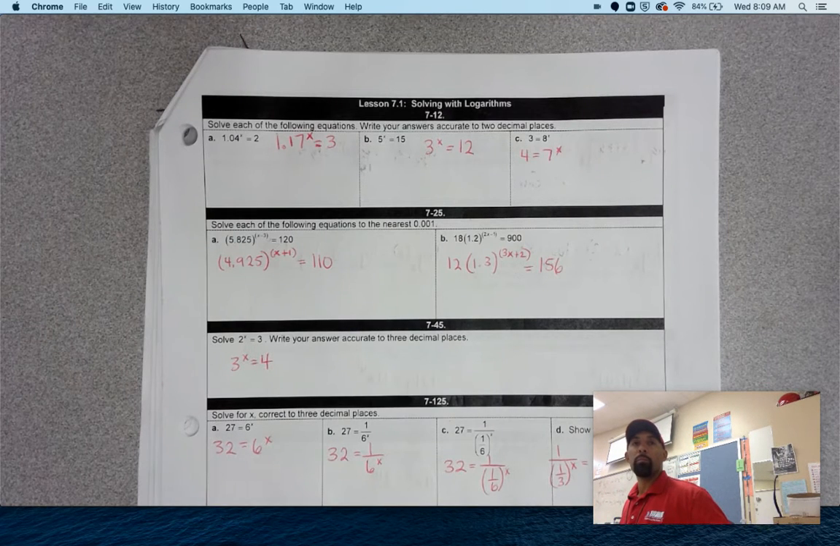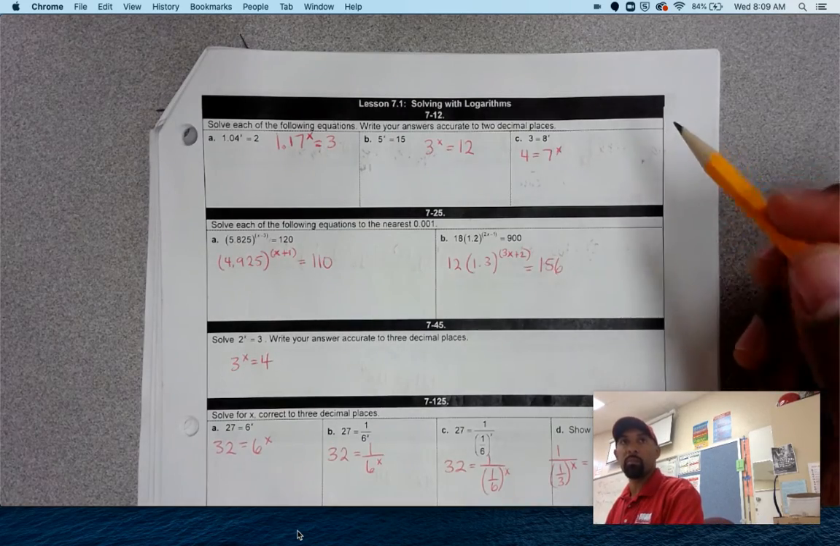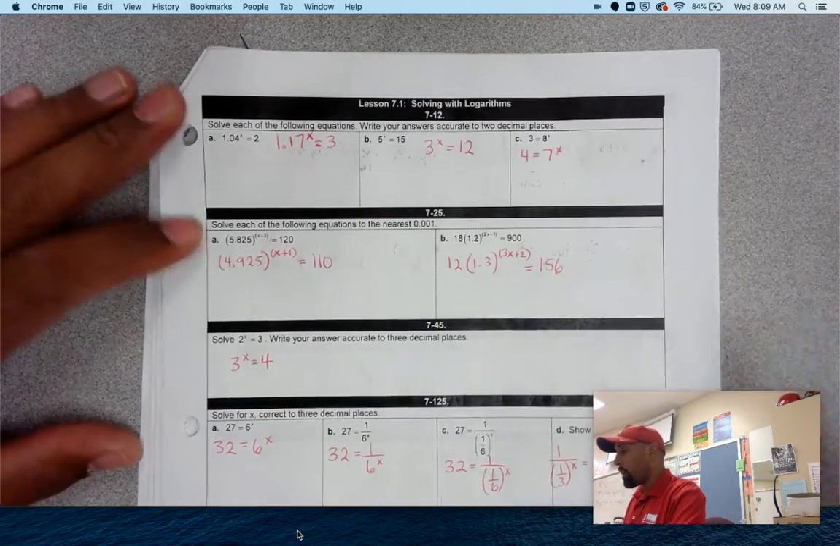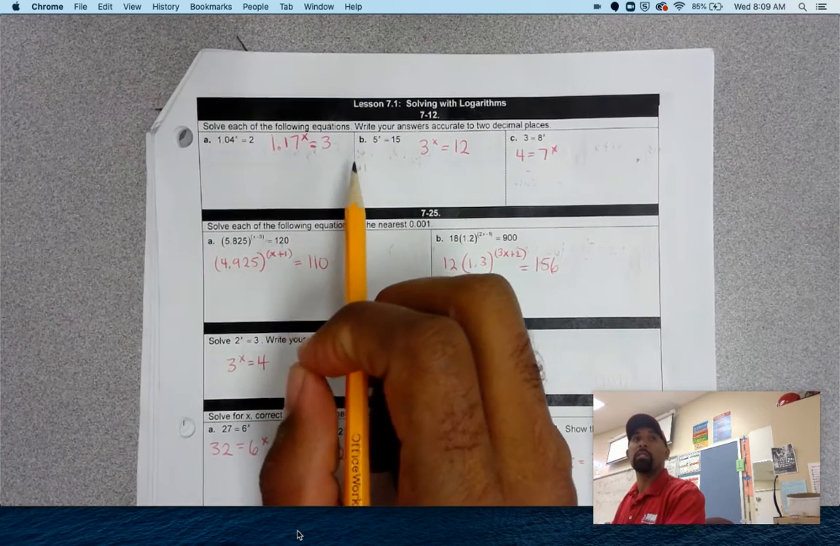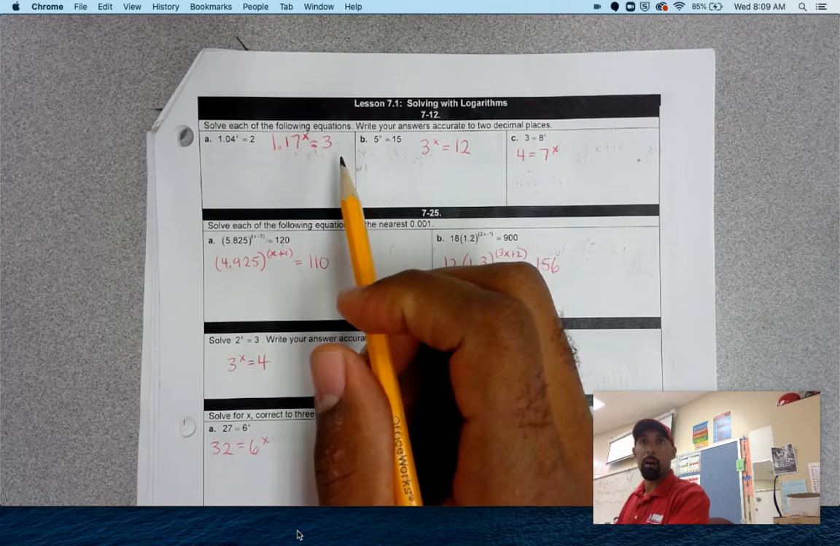Okay, so let's start off. These are all log problems. This is all types of log problems. We're using log to solve these. Now, when we're dealing with this type of problem, with the exponential problem, the first thing we want to try to do is make a common base.